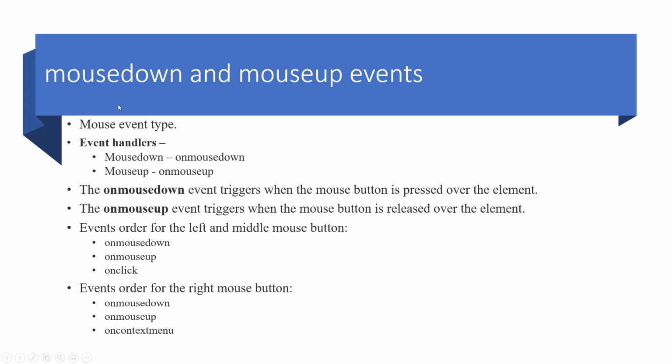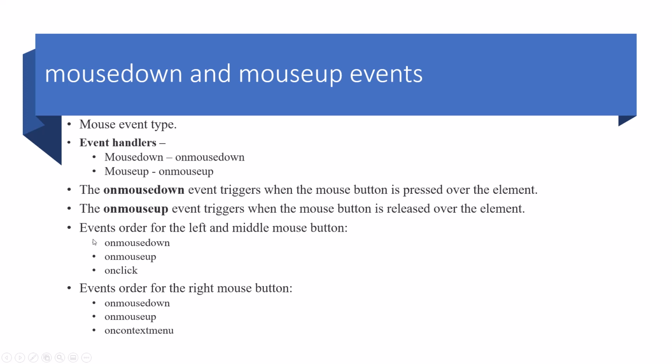The next one is mouse down and mouse up events. Here the event handlers we are using are onmousedown and onmouseup. The mouse down event triggers when the mouse button is pressed over the element. After pressing the mouse button over the element, the mouse down event will occur, and the onmouseup event triggers when the mouse button is released over the element.